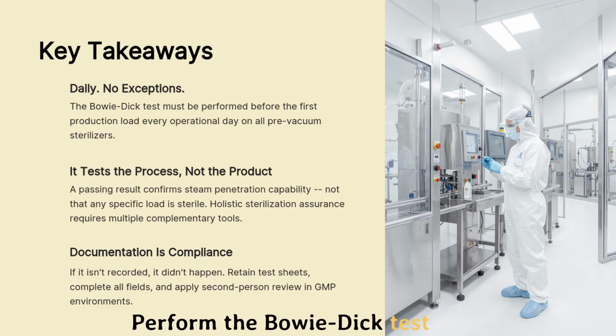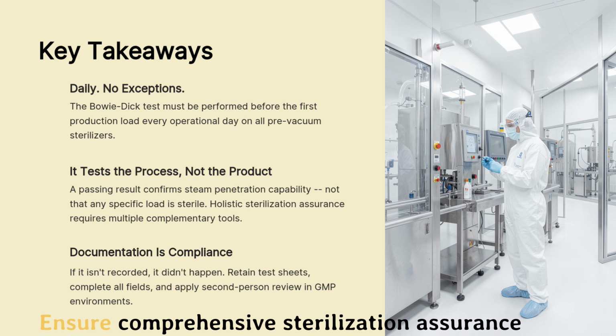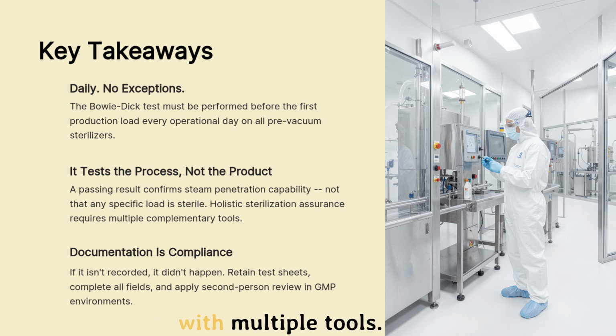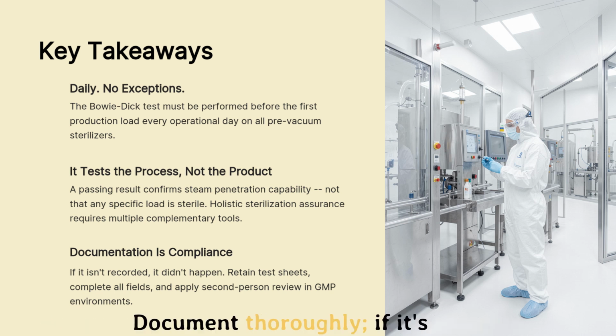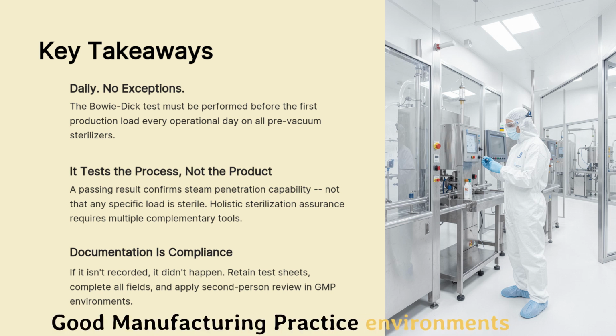Perform the Bowie Dick test daily before the first production load on all pre-vacuum sterilizers. It verifies steam penetration, not product sterility. Ensure comprehensive sterilization assurance with multiple tools. Document thoroughly. If it's not recorded, it didn't happen. Apply second-person review in good manufacturing practice environments for compliance.